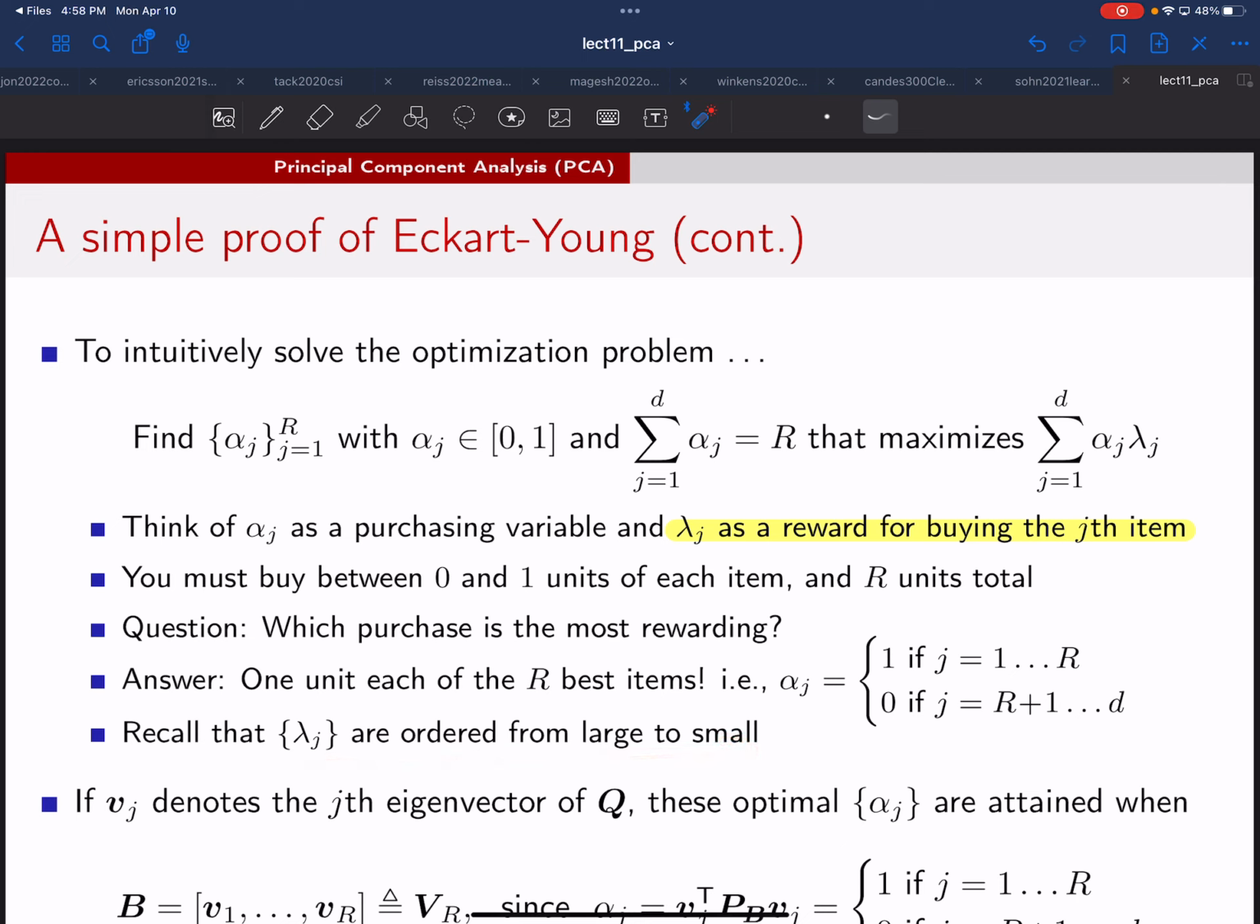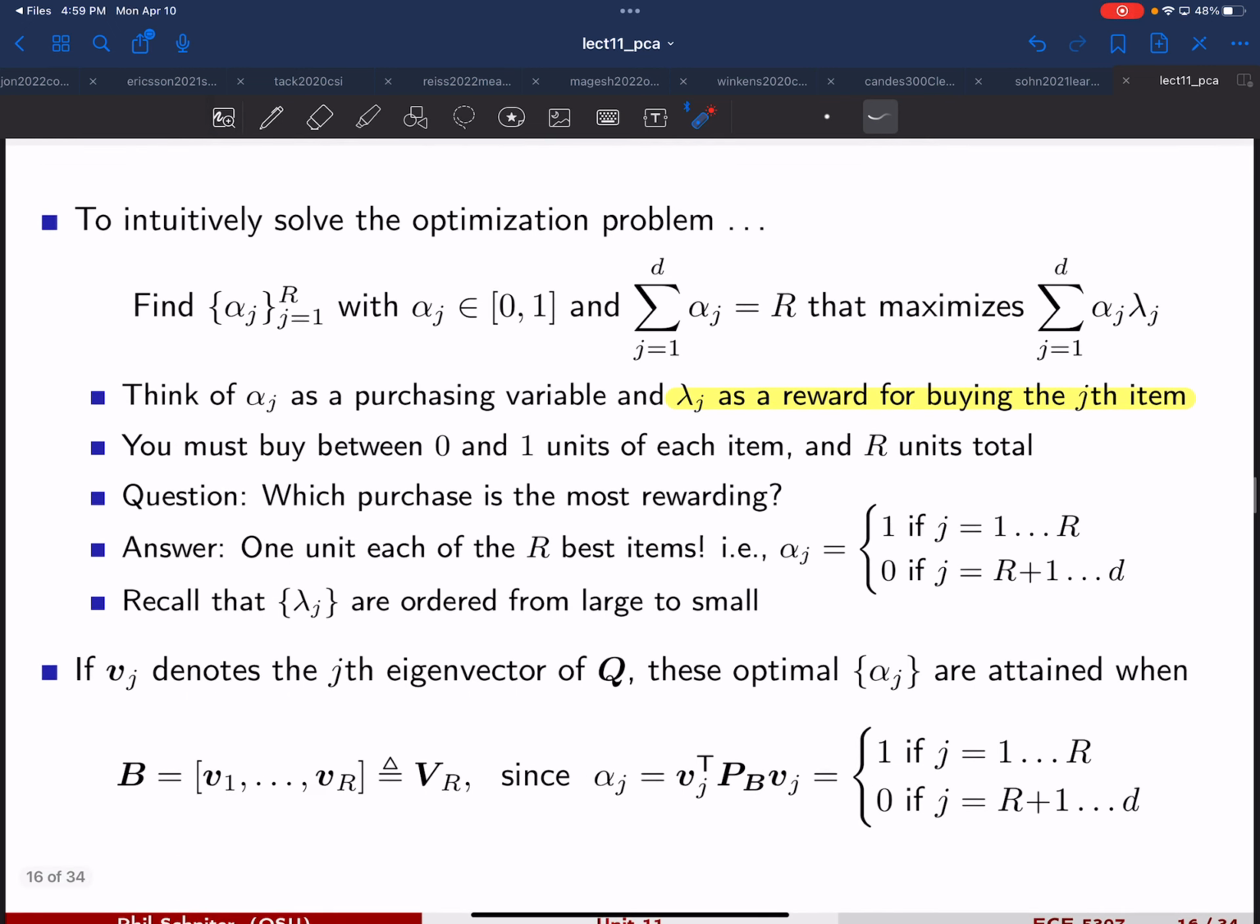So what do I do when I go to the store? I can buy 0 to 1 of every item, and I have a total budget of R. And I know which items I like. What do I do? Buy the items I like. Buy one of each, right? And buy none of the remaining D minus R items. That's it. The most rewarding purchase is 1 unit of the R best items. So in math speak, that would be alpha j is 1 when j is 1 through R. That's because we already ordered them from large to small. And 0 when j is any number R plus 1 or above. Okay, so now we know what the optimal alphas are.